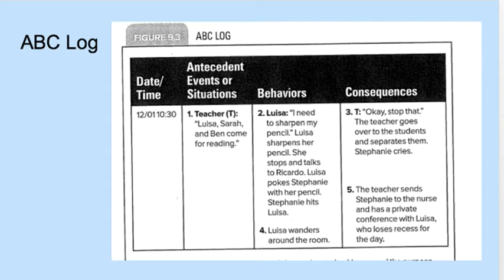Consequences, like we said before, that's just what happens right after the behavior. So she explains that the teacher says, okay, stop that. And then the teacher goes over to the students to separate them, and Stephanie cries. So she's jotting down what the teacher did, as well as what Stephanie did. And then the last thing she writes down, the consequence, is that Stephanie got sent to the nurse and has a private conference with Louisa, who loses recess for the day.